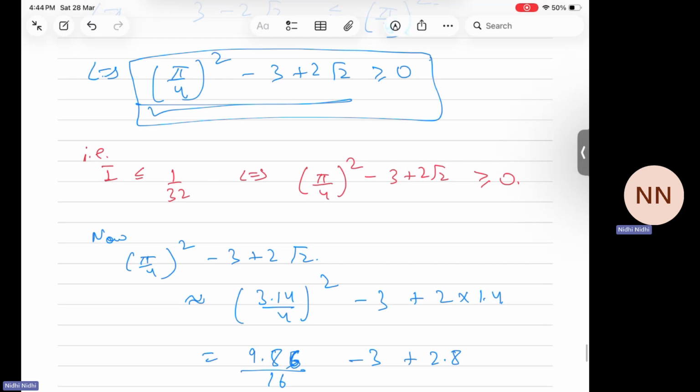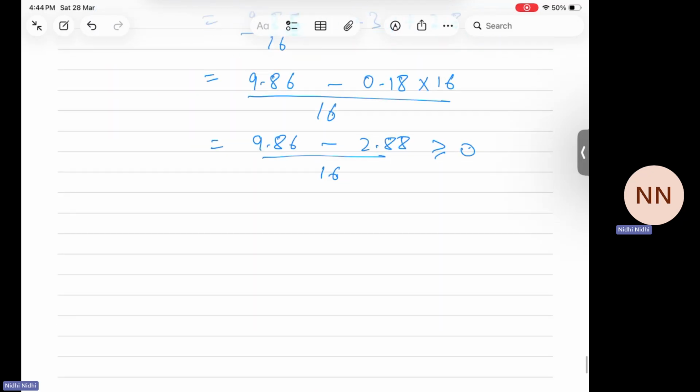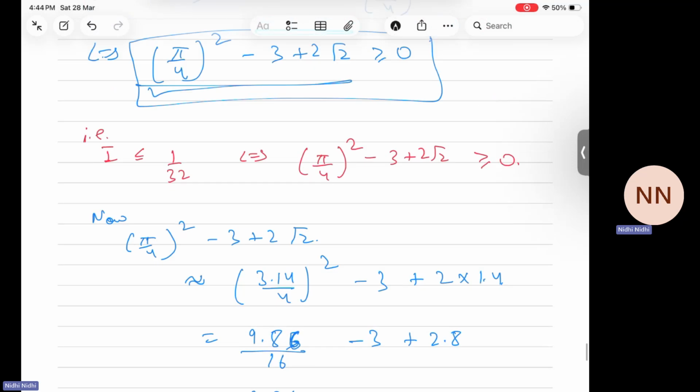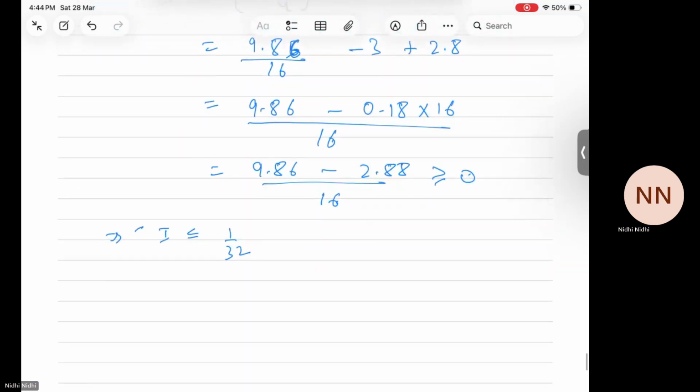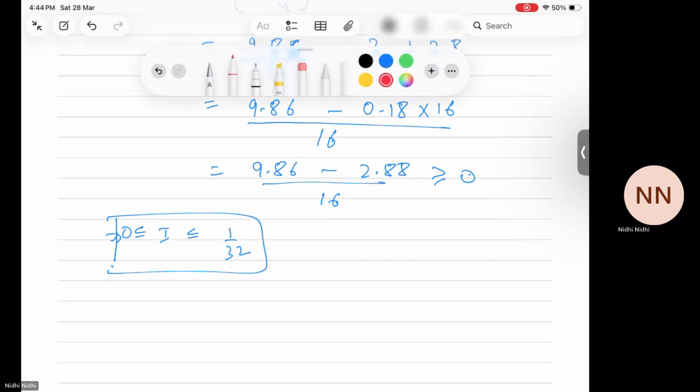Now, since this is positive, that means I is less than or equal to 1 by 32, and we already knew that I was positive. So therefore, the given statement is true.